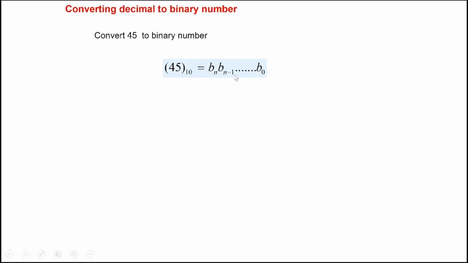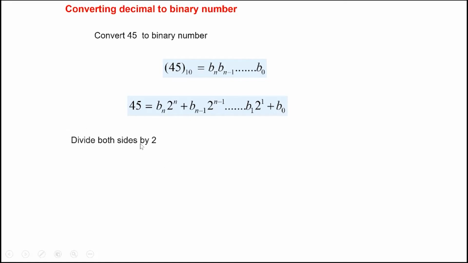So b n-1 up to b0 here. B0 is what we call the least significant bit, and the last one is what we call the most significant bit here. If this is the binary number, we can convert it into a decimal number using this transformation here: B0 plus B1 times 2 to the power 1, and so on and so forth, Bn times 2 to the power n here. So this is equal to 45. And we have to find out these values here, B0, B1. Each one of them can be either 0 or 1.